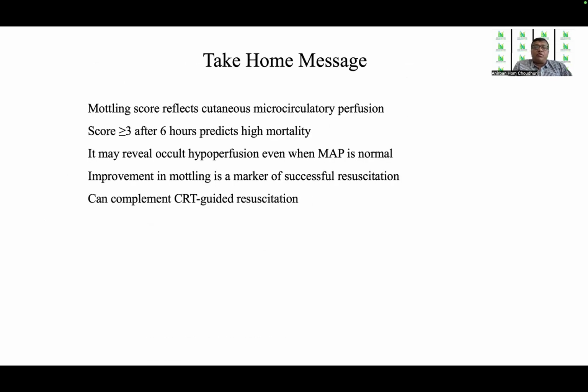So my take-home message would be: mottling score reflects cutaneous microcirculatory perfusion. A score of more than or equal to 3 after 6 hours predicts high mortality. It may reveal occult hypoperfusion even when the mean arterial pressure is normal. Improvement in mottling is a marker of successful resuscitation, and it can complement capillary refill time guided resuscitation.